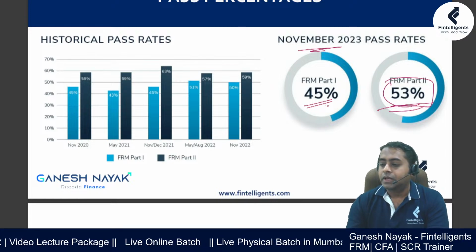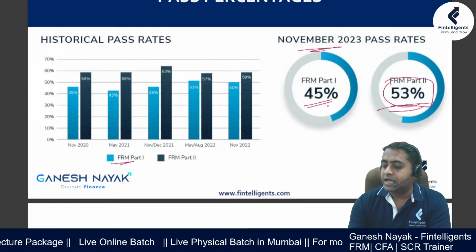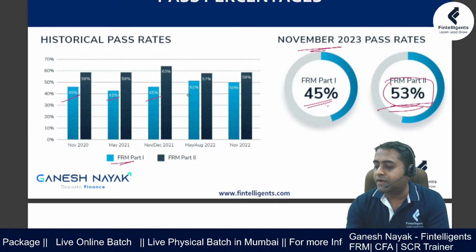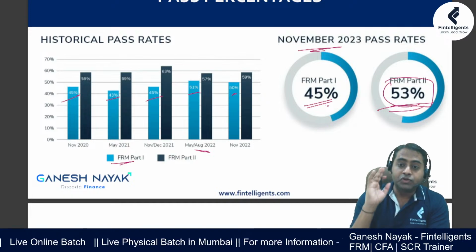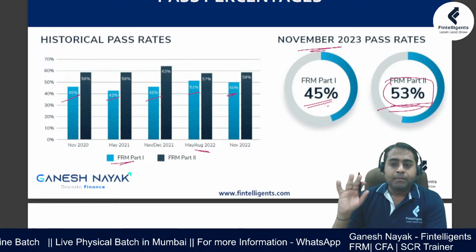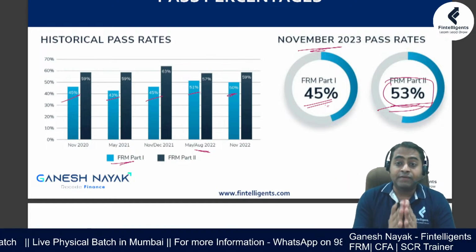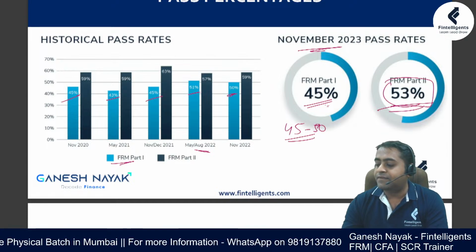Historically, if you look at the level 1 results, they have been around 45, 43, 45, 51. There was one time when it crossed 50, and in November 2022 it was 50%. So broadly, the average pass percentage for level 1 is between 45 and 50.